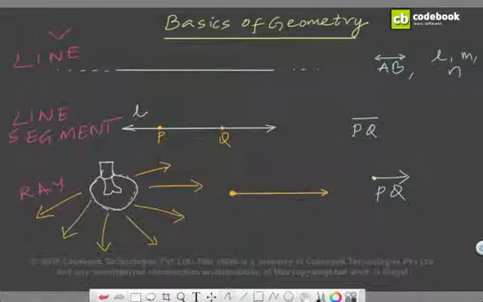In this case PQ is a line segment, and line segments are denoted using PQ and a line on the top of PQ without any arrows, which means it has a start and an end point. Lastly, you learned about rays, which have a starting point and no end point, which means they can expand out indefinitely in that direction, and they are denoted with two letters PQ and a line on the top of it with an arrow on one of its ends.